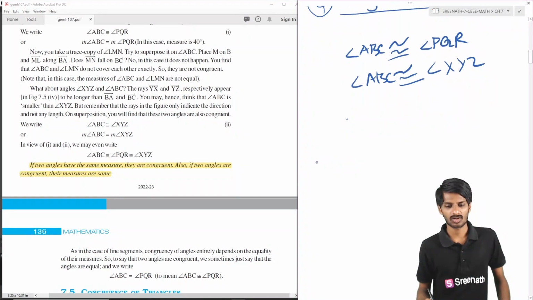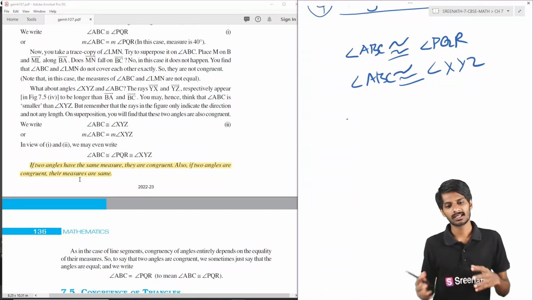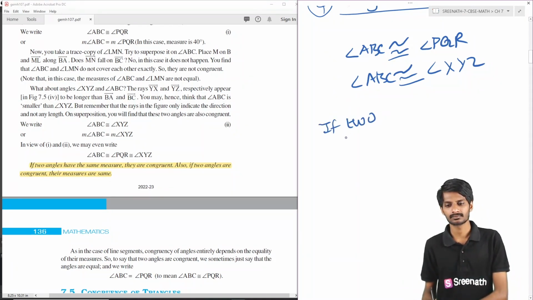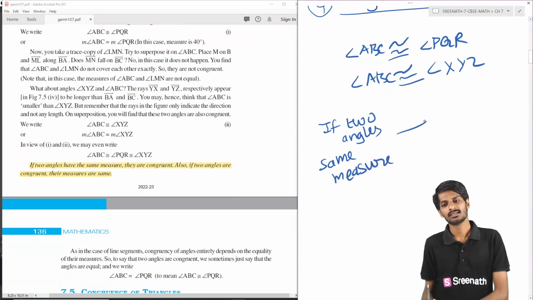So finally, what is our conclusion, students? If two angles have the same measure, then they are congruent. And also if two angles are congruent, then they have the same measure. Which means if two angles have the same measure, which means same angle, then they are congruent.